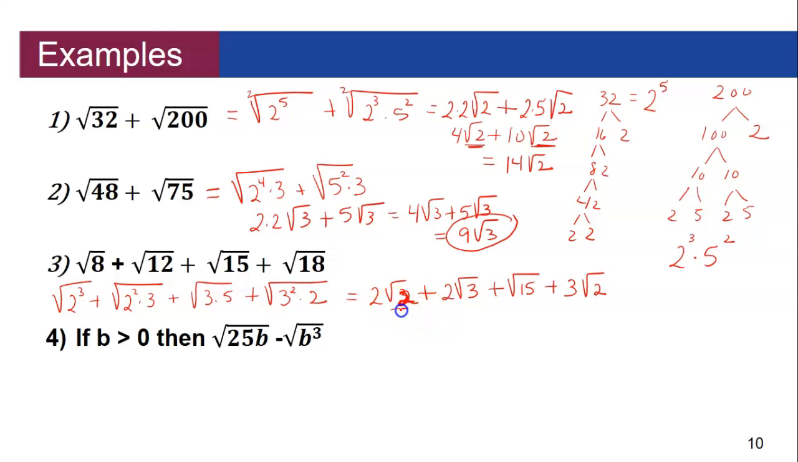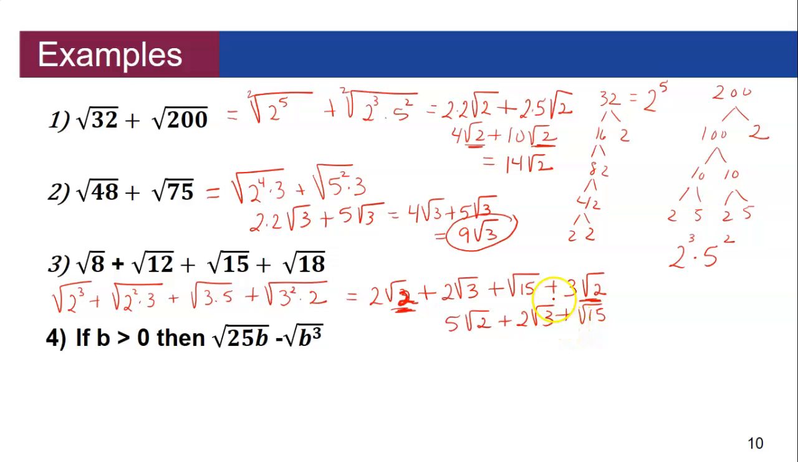Anything that's like, I can combine together. So this one and this one can be combined together. I'll have 5 on the square root of 2 plus 2 on the square root of 3 plus the square root of 15. And that's all I can do with that because I don't have any like radicals to combine together.